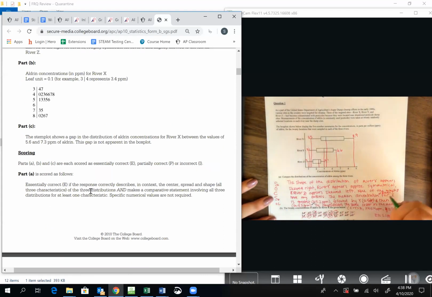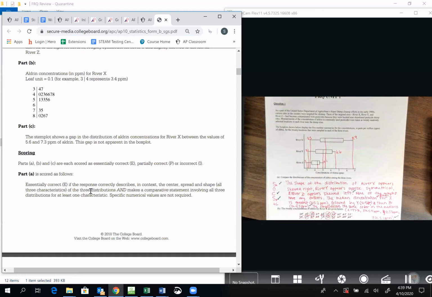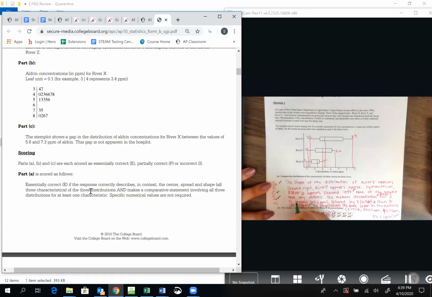Shape and spread. So I did the shape, the center, and the spread. And makes a comparative statement involving all 3 distributions for at least one characteristic. Specific numerical variables are not required. So what I always do, so here's a comparison, is greatest for at least one.